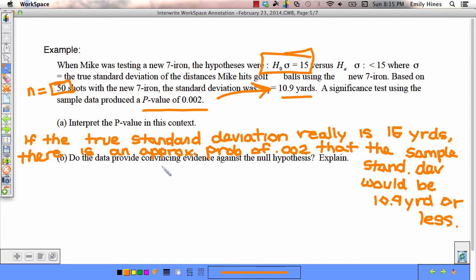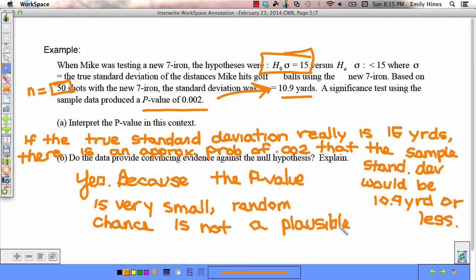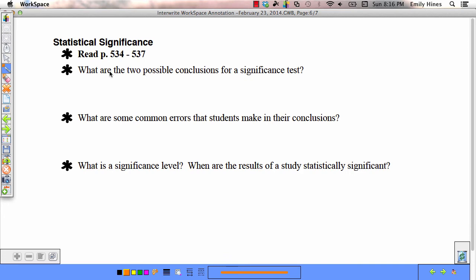So does this provide convincing evidence against the null hypothesis? And we say yes. Because the p-value is very small, random chance is not a plausible explanation. We just say that the probability that that would happen is too small. We call this statistical significance.